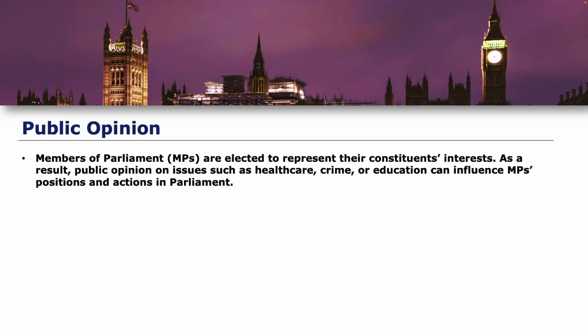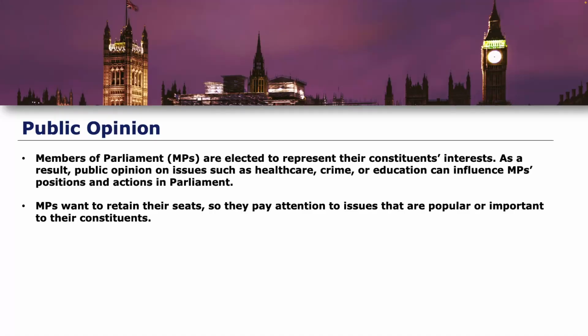Another influence on Parliament is public opinion. So members of Parliament are elected to represent their constituents and to represent the interests of their constituents. So as a result of this fact, public opinion, specifically the public opinion of their constituents on a variety of different issues, will be able to influence the MPs' positions and their actions within Parliament. MPs want to retain their seats, they want to get re-elected at the next election, presumably, and so they have to pay attention to these issues, and they have to pay attention to issues that are popular and issues that are important to their constituents.